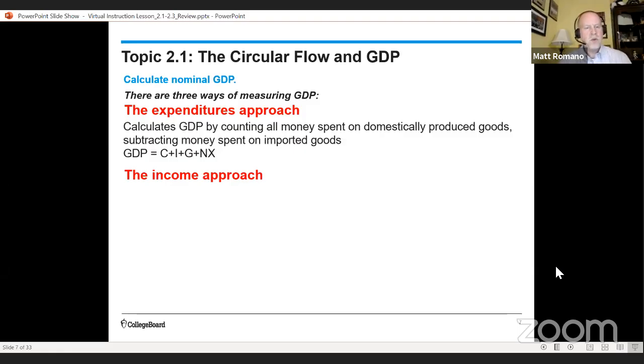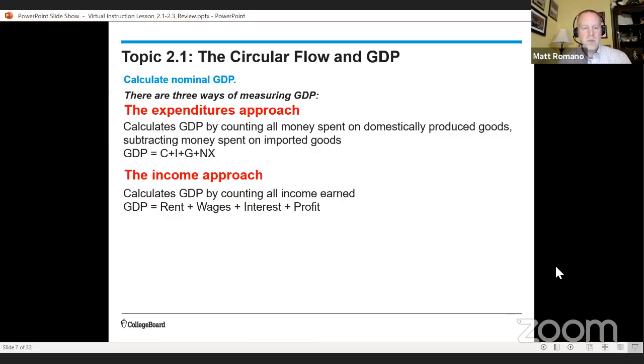The income approach, you don't hear quite as much about, but in theory, the income approach would give you the exact same number as the expenditures approach, as seen on the circular flow model, although there are always statistical discrepancies. How do we calculate? We calculate GDP by counting up all income earned. Go back to a couple of days ago, we talked about the factors of production and the income earned by the factors of production. That's rent, wages, interest, and profit. So you're adding up those four components, rent, wages, interest, and profit, and that will give you GDP, the same GDP that you would have gotten with the expenditures approach.